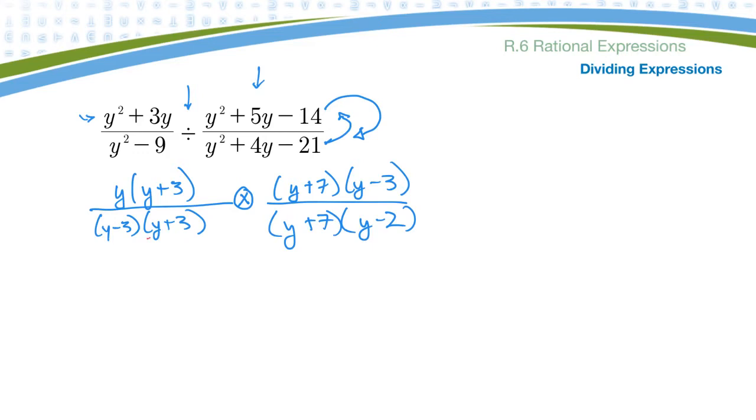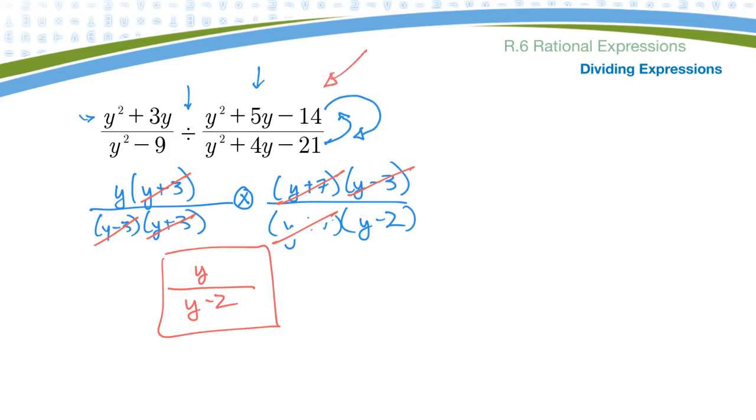So I can cancel this and this. That's a factor of 1. Here's a y minus 3, and there's a y minus 3. What else? Oh, y plus 7, and y plus 7 go. So it looks like on the top all I have left is a y, and on the bottom all I have left is a y minus 2. So that would be the simplification of that.